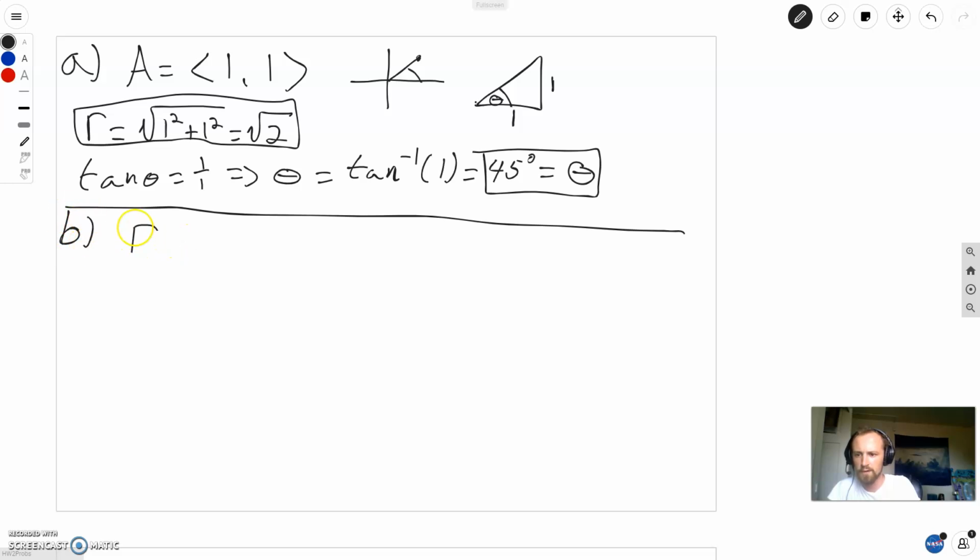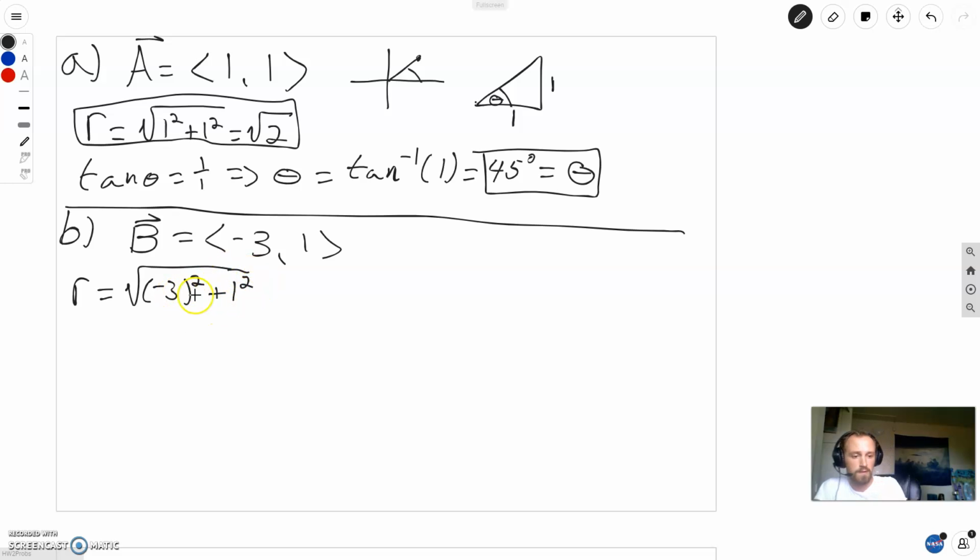Okay, now let's look at part B. Part B, we want to convert the vector, we should have vector symbols, negative 3, 1. So r is easy enough: the square root of negative 3 squared plus 1 squared. This is the Pythagorean theorem. That's what we're really using here: a squared plus b squared equals c squared. But now let's be careful with our theta, right? So let's see where this point is.